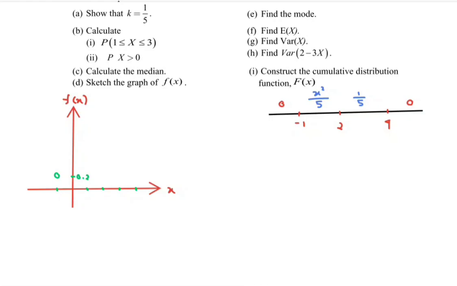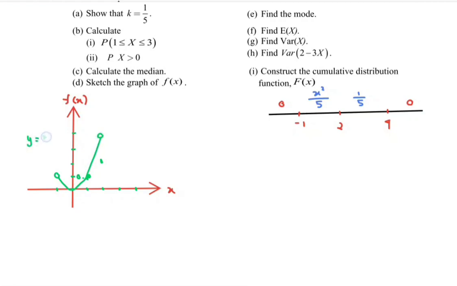Continue. If we substitute 0, then we will have 0 over 5. If we substitute 1, again we will have 1 over 5. If we substitute 2, then we will have 4 over 5, which means 0.8. So 0.2, 0.4, 0.6, 0.8. So the situation is around here. So the graph, x squared over 5, where we have the quadratic. So that is the situation.